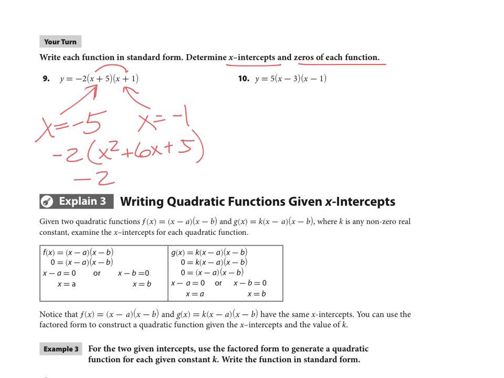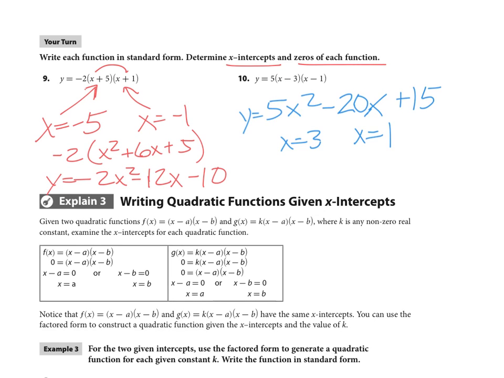Distribute there, and you get -2x squared minus 12x minus 10. And there's the standard form for that quadratic function. If you want to, take a second to try number 10, and then we'll look at the answer. Okay, so what you should have ended up with was 5x squared minus 20x plus 15. And then for your intercepts or zeros, you get x equals 3 and x equals 1.